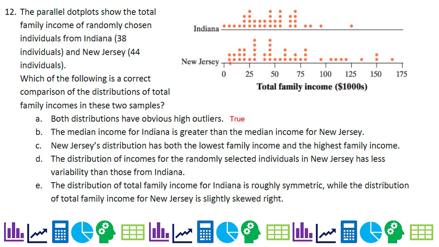So I would actually have to count out data points. 44, so that's 22. So I've got 10 here, and then 16, 17, 18, 19, 20, 21, 22. So the median is 49. For Indiana, I only have to count to 19. 1, 2, 3, 4, 5, 6, 7, 8, 9, 10, 11, 12, 13, 14, 15, 16, 17, 18, 19. So the median here is higher than the median here. So I'm going to say this is false.